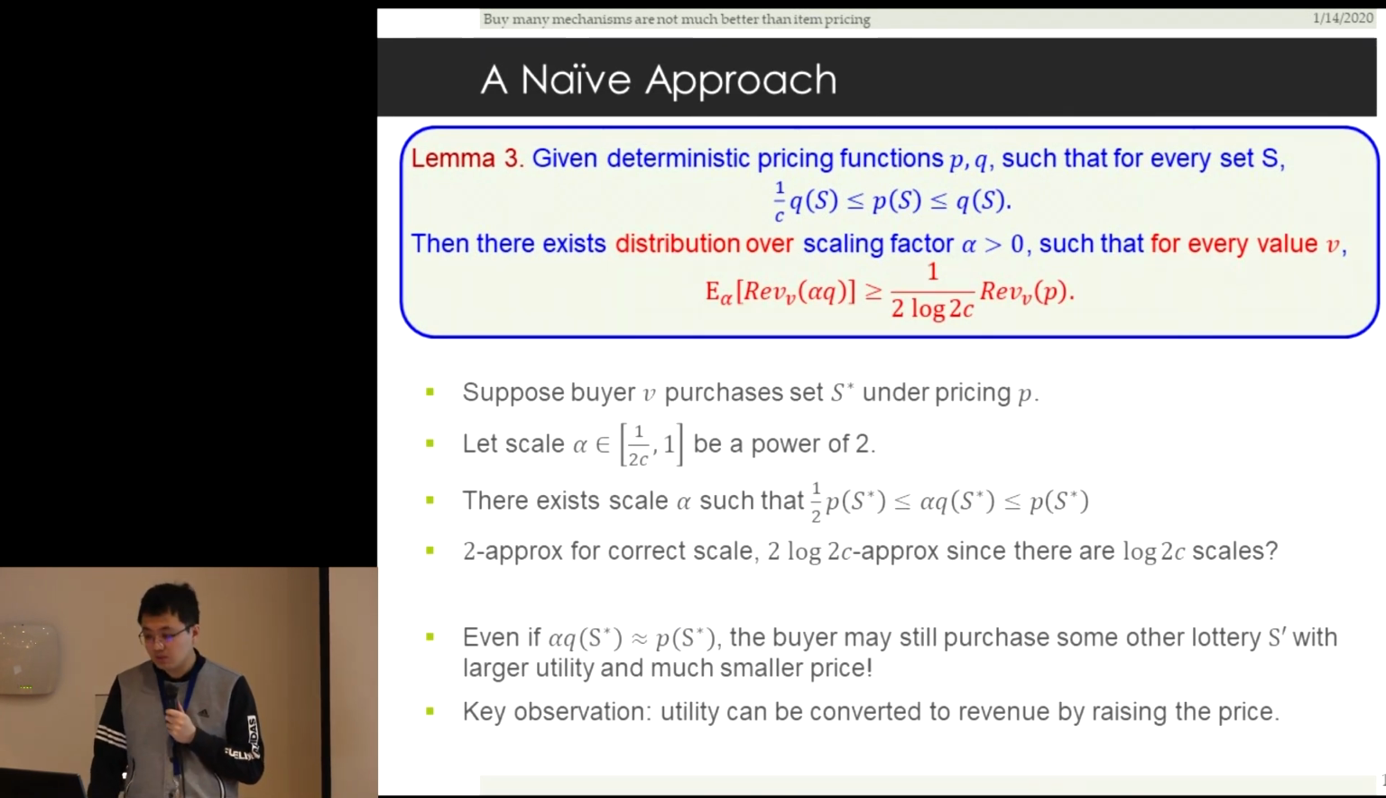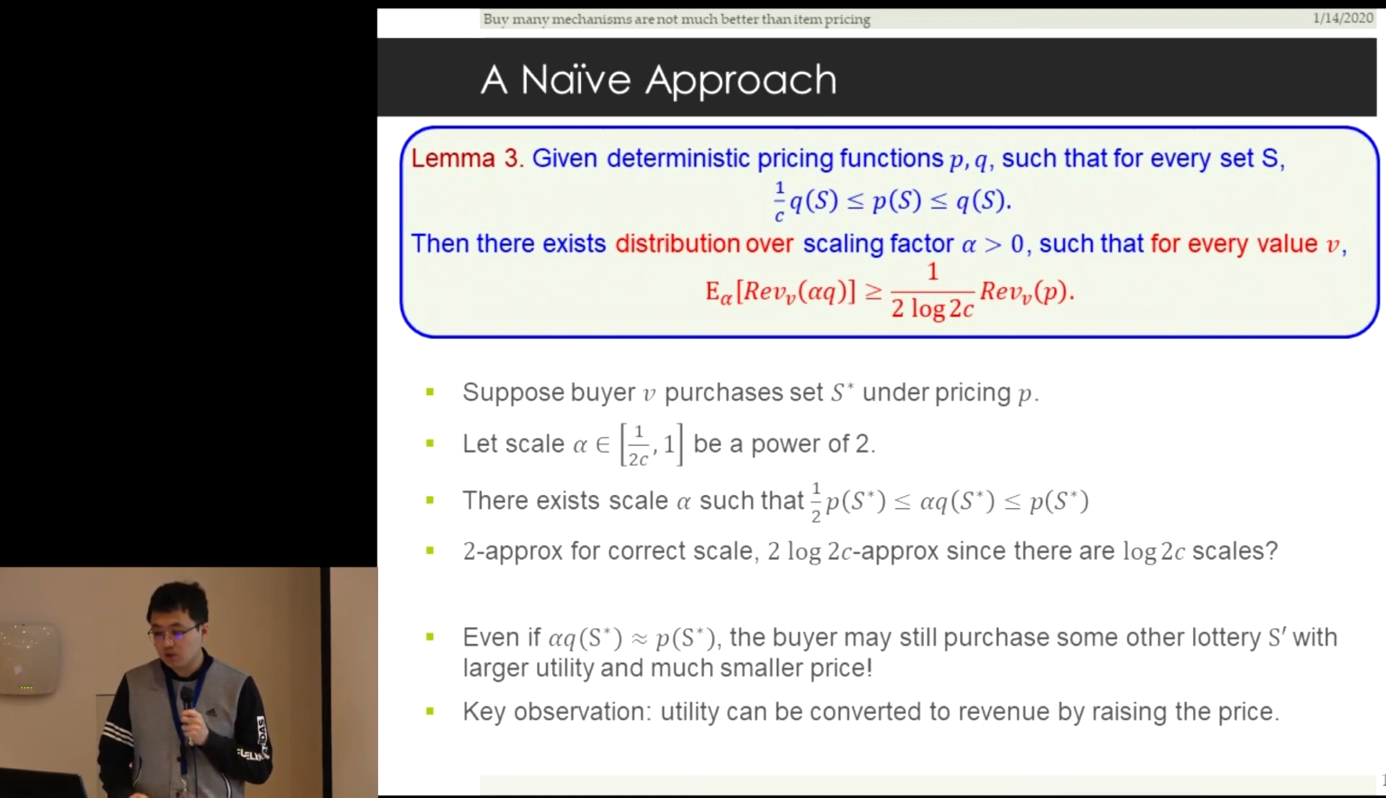So it seems like this is just a simple scaling argument. Suppose that the buyer V purchased some optimal set S star under pricing P, and we can find the scale alpha being a power of 2 between 1 over 2C and 1 such that alpha Q 2-approximates P of S star. So if we ignore the incentive and assume that the buyer still purchased set S star under price alpha times Q, then this is a 2-approximation to the revenue if we correctly guess the scale. And since there are only O(log C) scales, then this is going to be an O(log C) approximation.